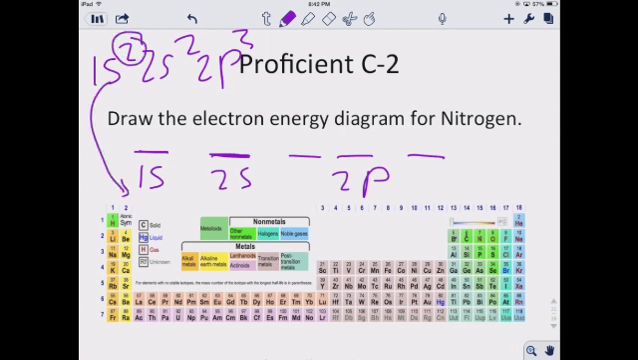And then all you do is fill in the arrows that correspond here. So in the 1s, you're going to draw two arrows, one up, one down. In the 2s, you'll put two arrows, one up, one down. And then in the p, you're going to put three arrows.